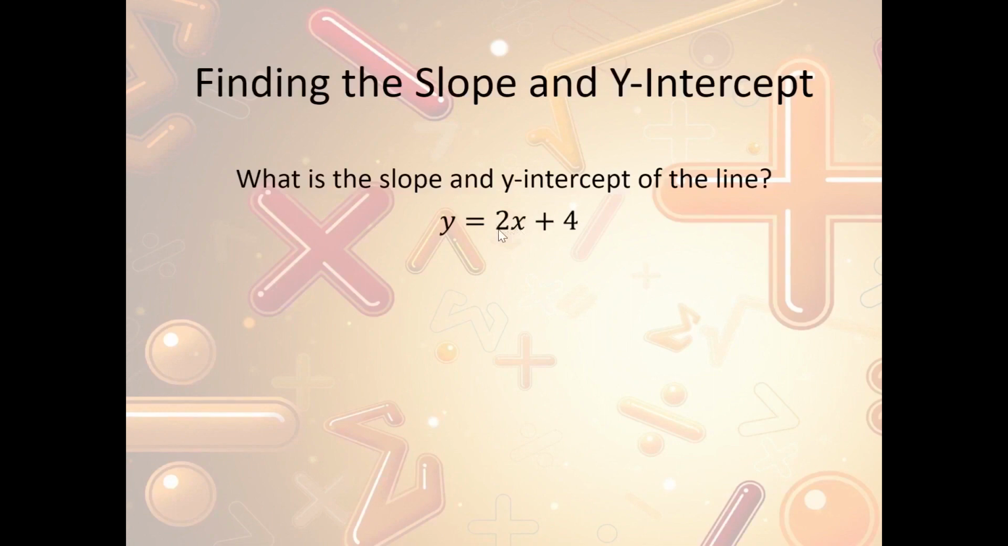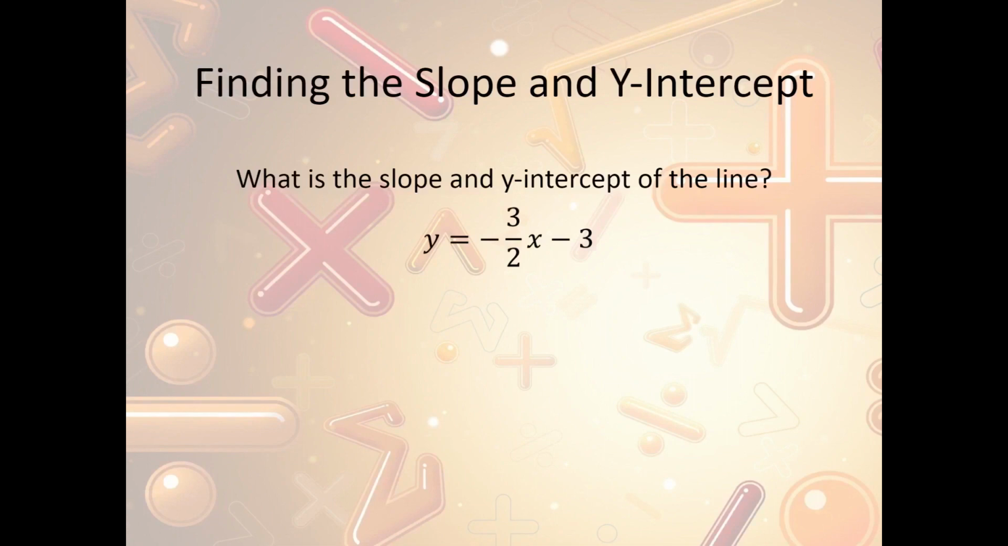So the slope is 2. The y-intercept is the lonely one. Why am I alone? Well, the lonely one is 4. So my y-intercept is 4. So that's how I pick out the slope and y-intercept given an equation.